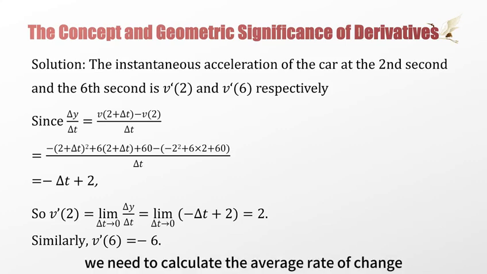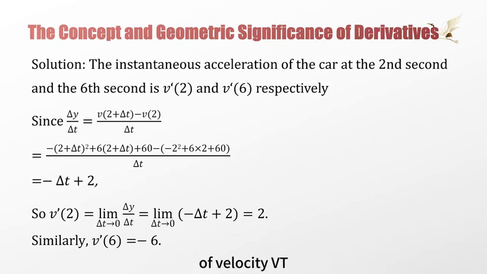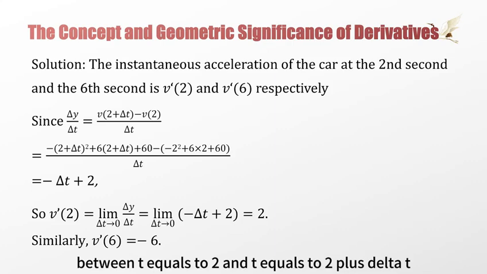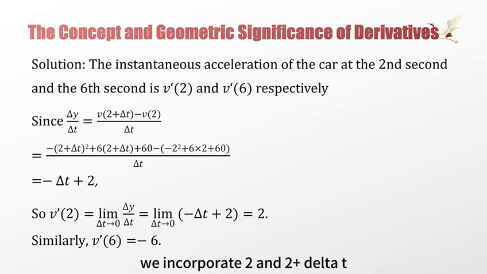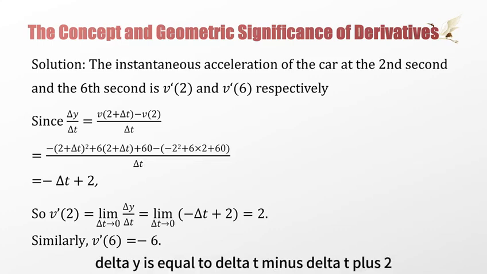Firstly, we need to calculate the average rate of change of velocity v(t) between t equals 2 and t equals 2 plus delta t. We incorporate 2 and 2 plus delta t into the analytical formula of v(t). By sorting it out, delta y over delta t is equal to negative delta t plus 2.